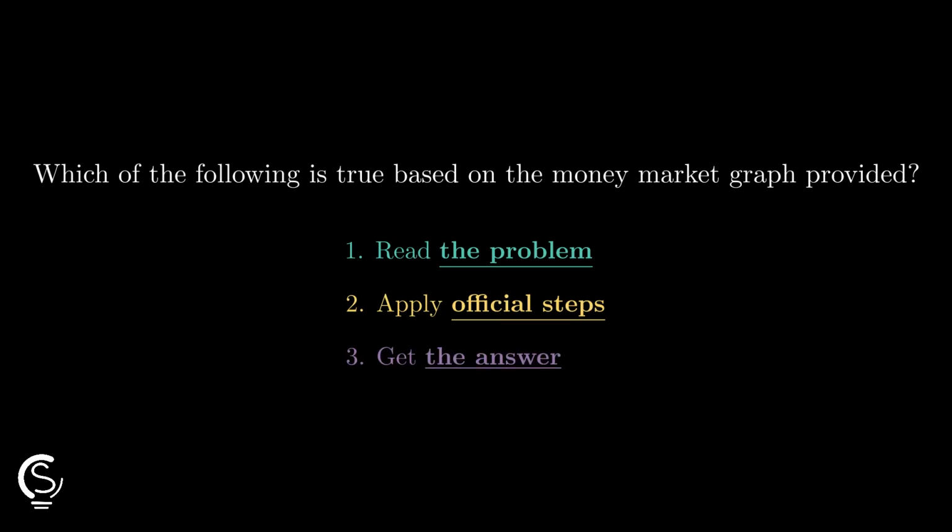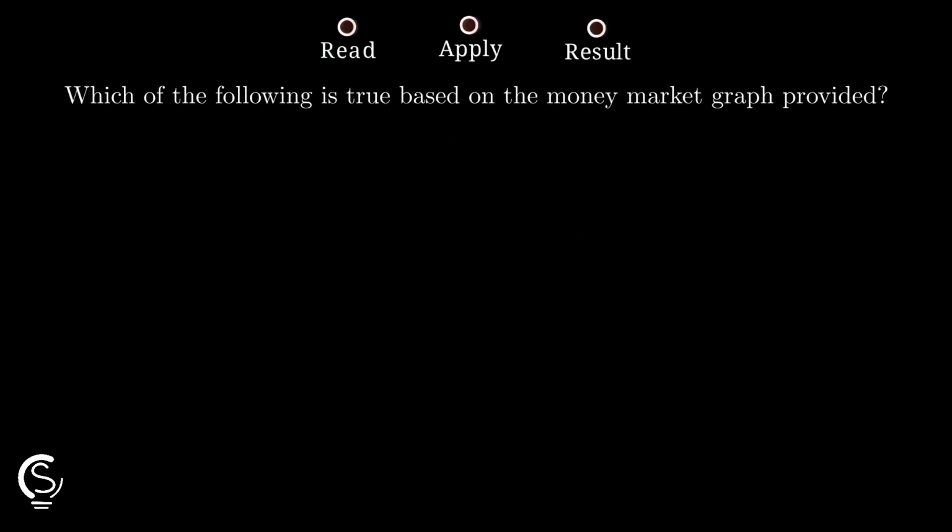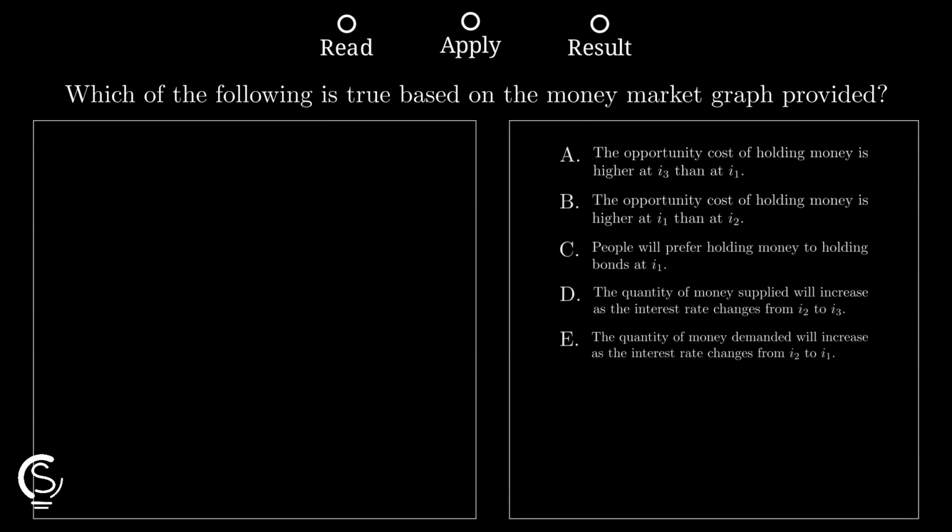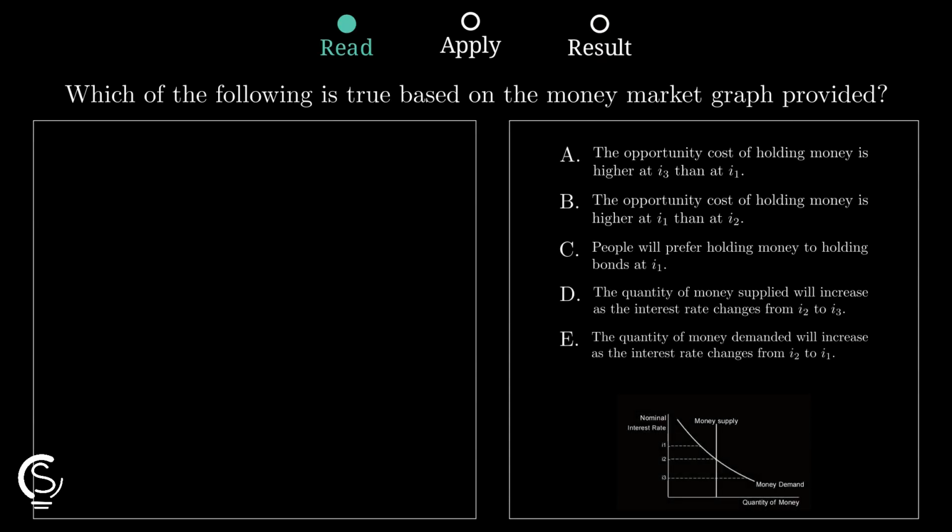Money market graphs can be tricky, but we will master this problem together right now. Let's find a true statement about these interest rates quickly. In the money market, the nominal interest rate represents the opportunity cost of holding cash. When you hold physical money, you are giving up the interest you could earn elsewhere.